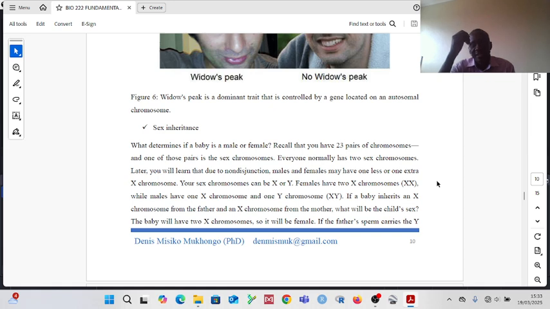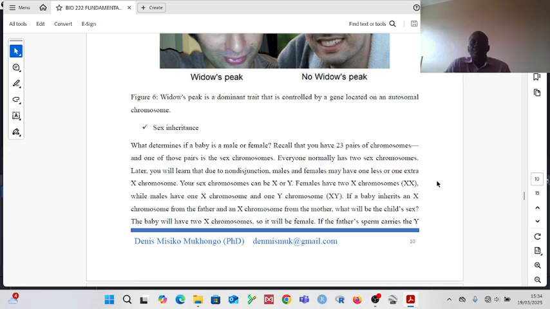Let's have a look at sex inheritance, so the determination of gender. We've said we have 23 pairs of chromosomes, and one of those 23 is a sex chromosome, the X and Y. Then the other 22 are autosomes.